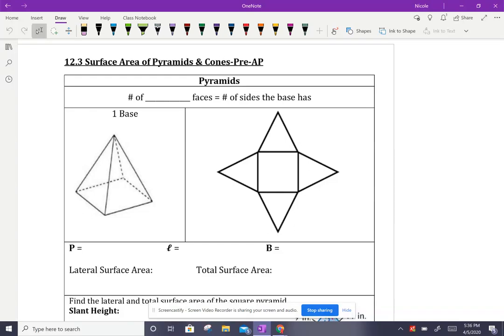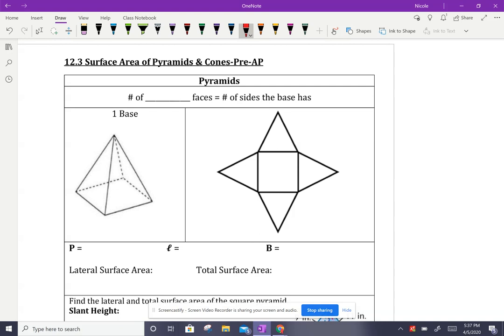All right, guys, so this week we are going to be rolling into 12.3, the surface area of pyramids and cones. Pyramids and cones. So again, when we're talking about surface area, we're still just talking about as if we were taking wrapping paper and covering the exterior of the shape, or if we were painting the exterior of the shape. It has nothing to do with the inside. It just has to do with covering all of the surfaces on the outside of the shape.